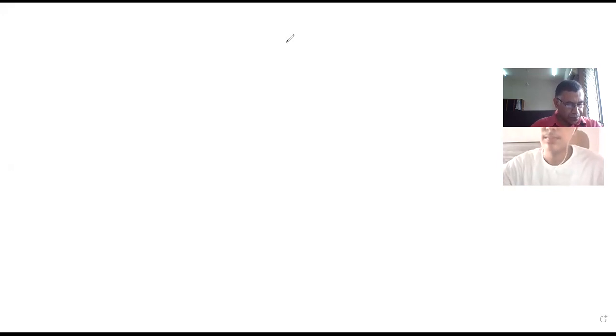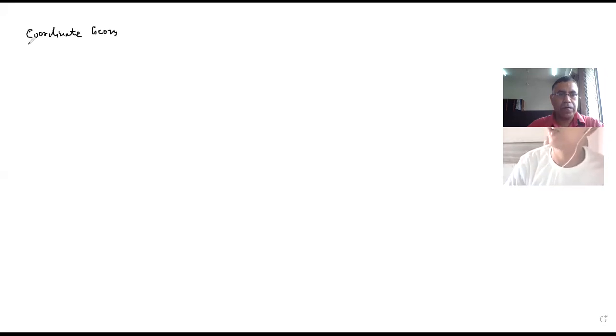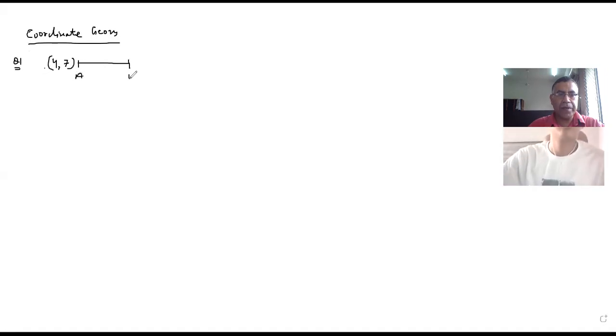Now the next question is, the question number one of coordinate geometry. So question number first of today: the distance of the point (4, 7) from the x-axis. This is the point A and point B is lying on the x-axis. So what should be the coordinate of the point which is on the x-axis?